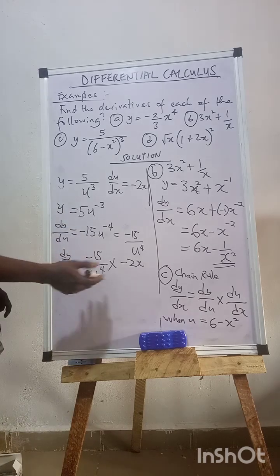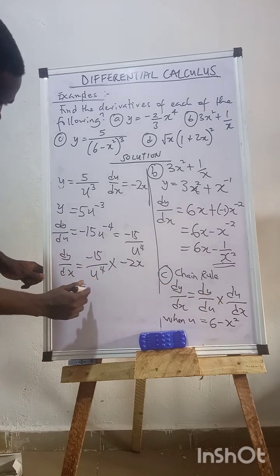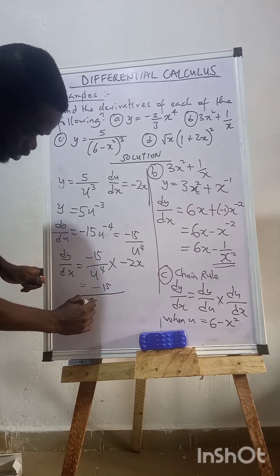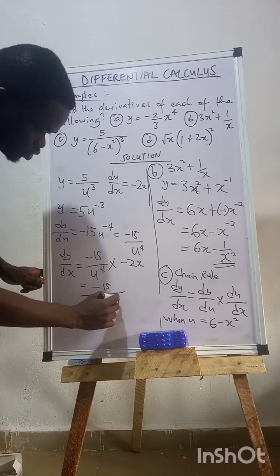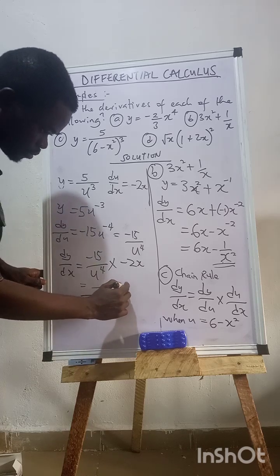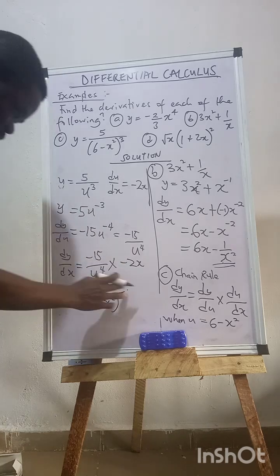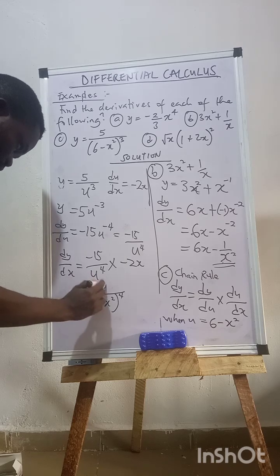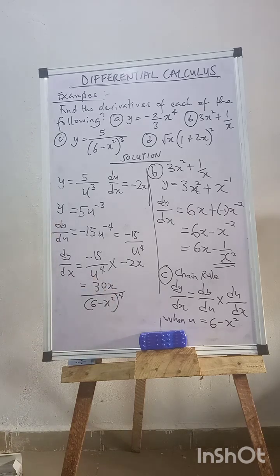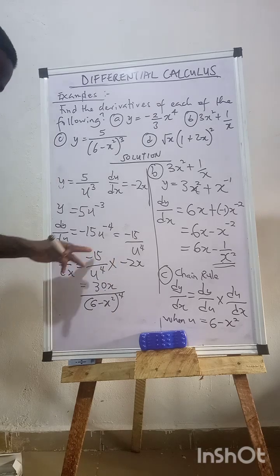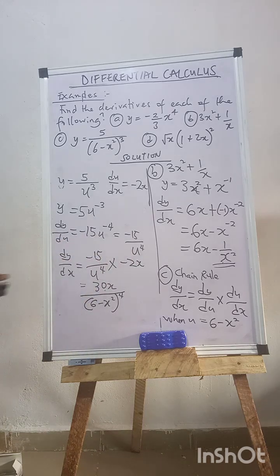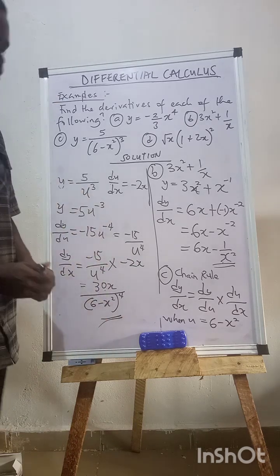Remember, we are replacing the u as 6 minus x squared. So the final answer is minus 15 all over 6 minus x squared raised to the power 4, times minus 2x. So if we multiply, minus times minus gives us plus, 15 times 2 is 30, x times 1 is x. So this is our final answer.